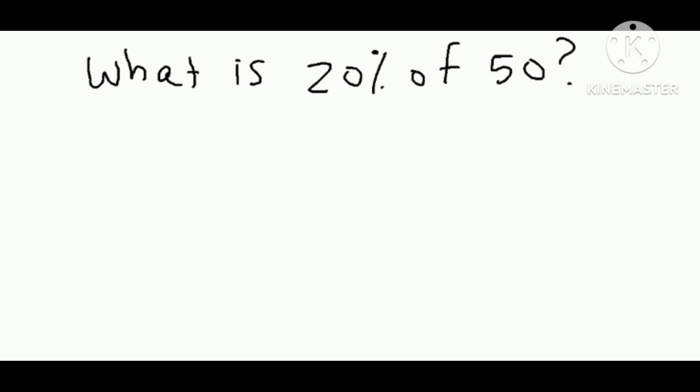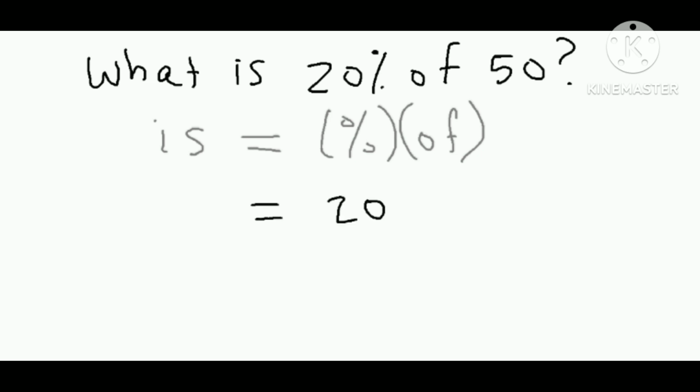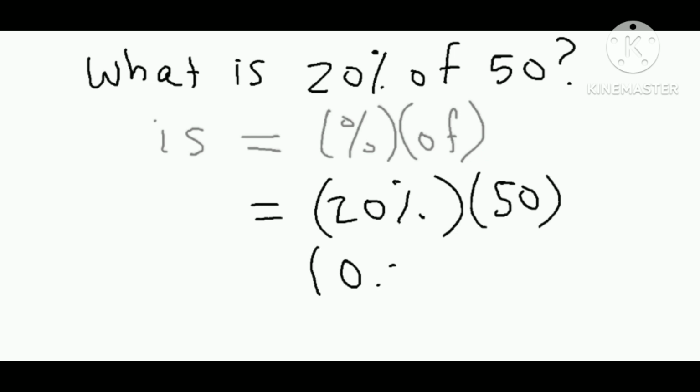Now, sometimes you may get a question that asks you, what is 20% of 50? So, how would you figure this out? There's an equation that goes like this. Is basically equal to the percentage multiplied by of. So we're looking for what is 20% of 50. We're looking for the is part. So we need to multiply 20% by 50. 20% as a decimal is 0.20.